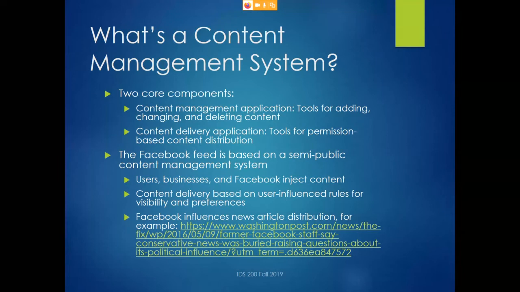There have been other issues in the past with Facebook influencing news article distribution, right? So this is something from the Washington Post during the election season of 2016. Basically, conservative articles were getting pushed down in the ranking system. They weren't getting widely shown on Facebook. From your point of view, I suppose that's either a bad thing or a good thing.